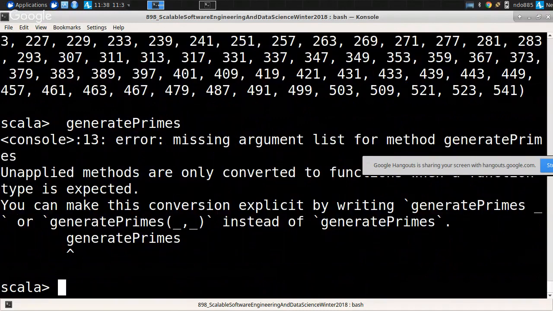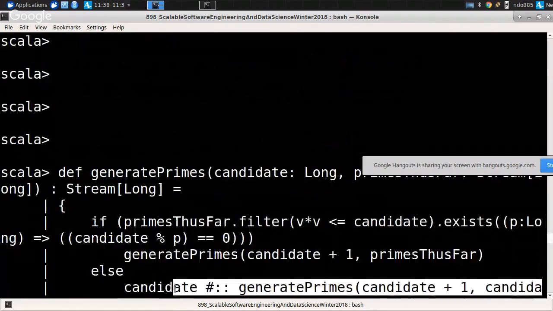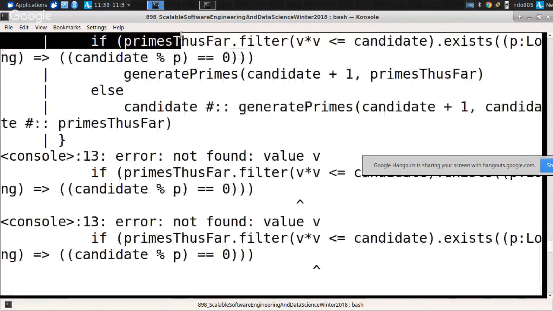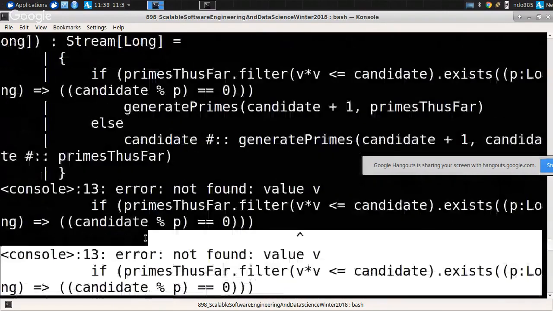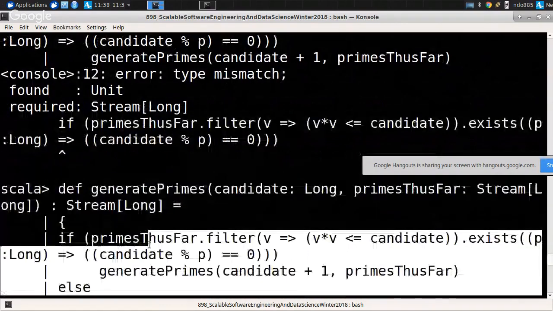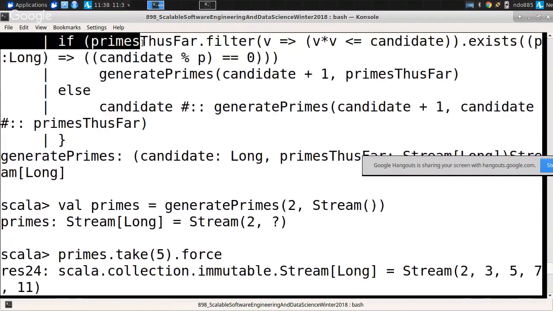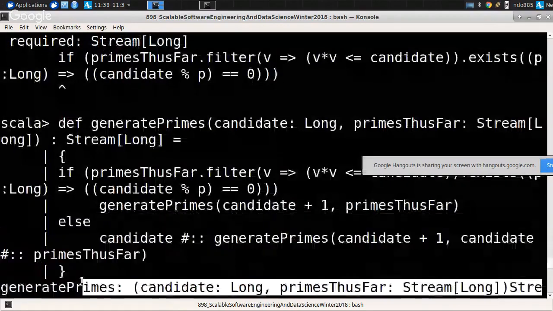Okay, here's my generate. Oops. I just wanted to show you my generate primes again in case you wanted to see it. Here it is, in its fulsome glory. Okay. There it is. Right?